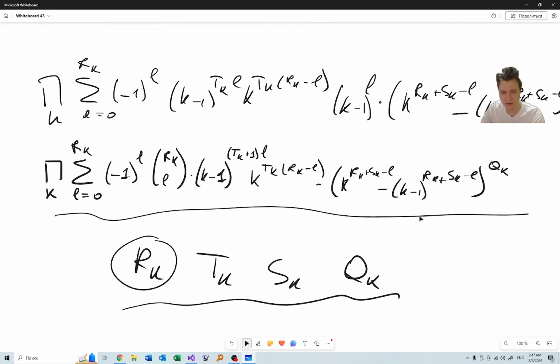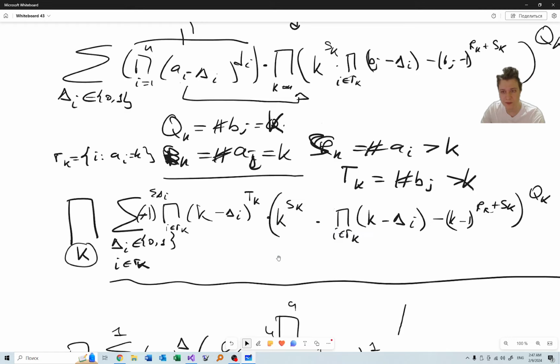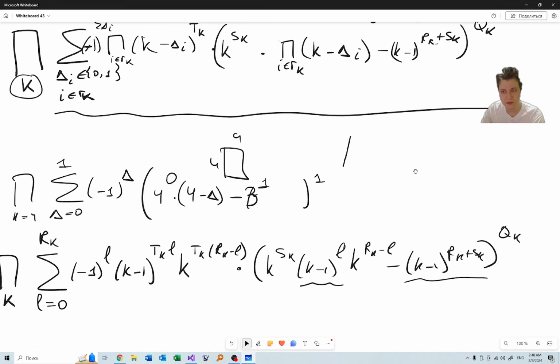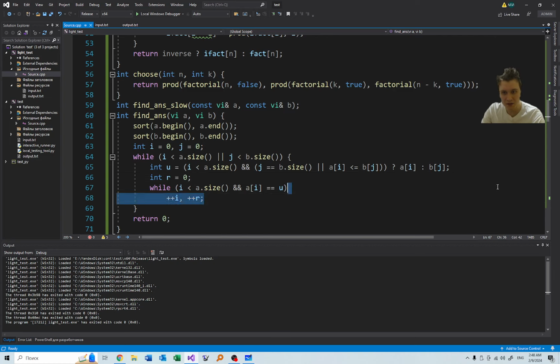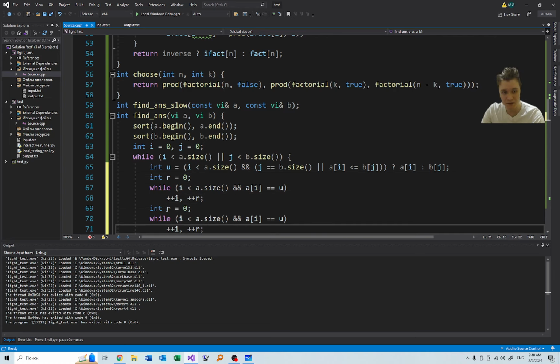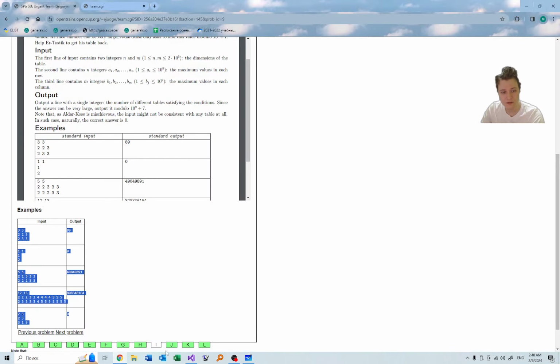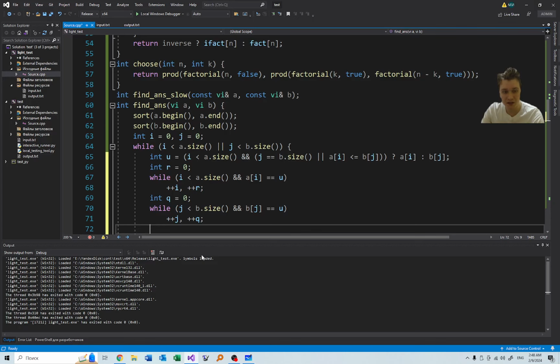Then we want to calculate tk. tk is the number of bj's which are greater than k. Let's start with qk. qk is the number of bj's which are equal to k. And this can be done in the same manner. Now we need to calculate the number tk, which is the number of bj's which are greater than k.